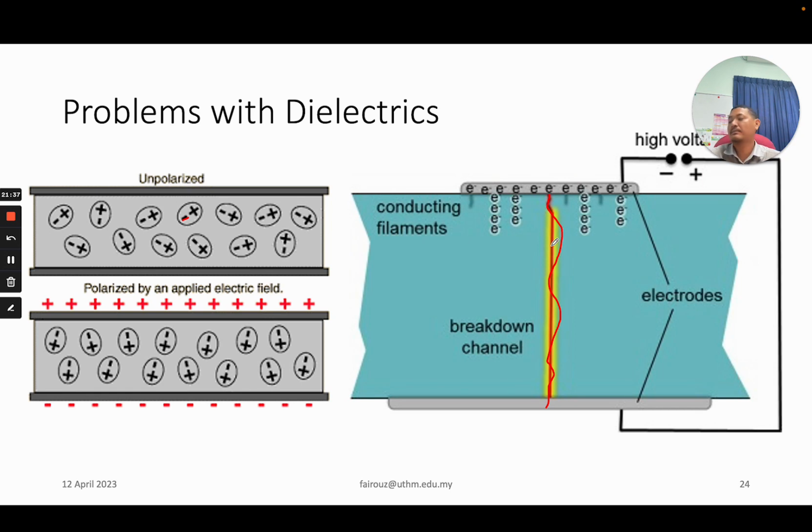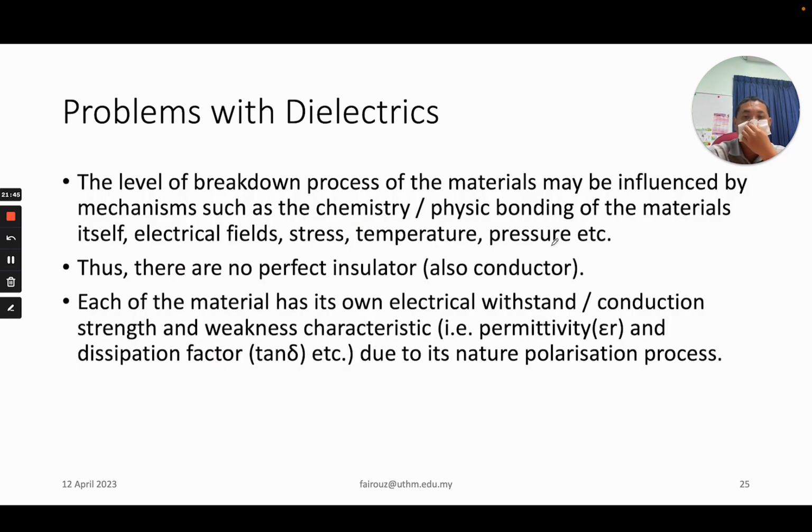So this is the main problem with the electric materials that we have to look at, we have to study, we have to investigate in order to avoid this from happening. The breakdown process of the material may be influenced by mechanisms such as chemistry, physics bonding, electric field stress, and temperature as well. So there is no perfect insulator or even no perfect conductor.